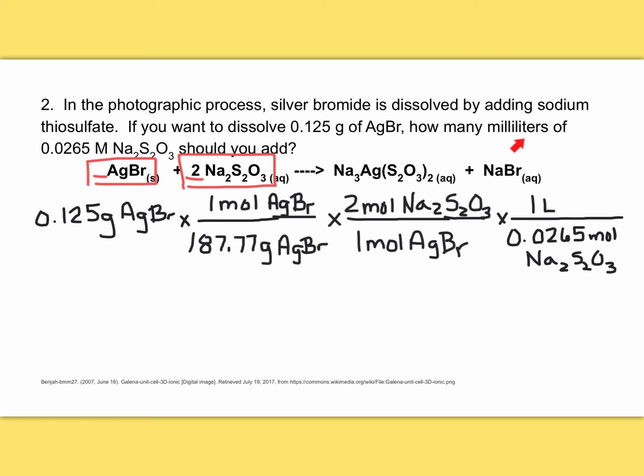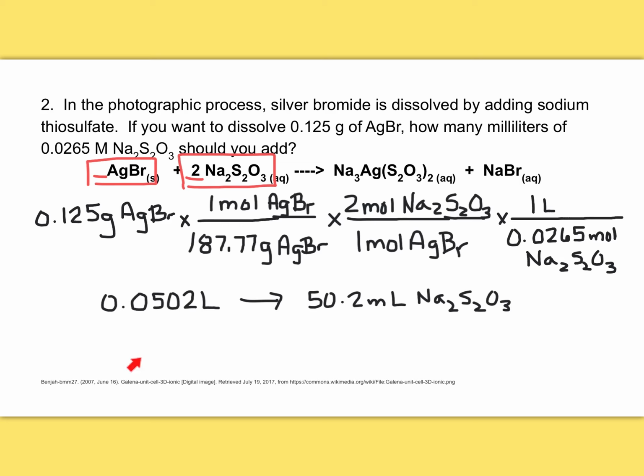Now the question is asking me to find milliliters. So I have a couple of options here. One thing I can do is just change this 1 liter to 1,000 milliliters, and then I'll have my answer in milliliters. Another thing I can do is just write my answer in liters and then quickly convert it to milliliters, like this. Here's the result of my calculation in liters, and then I simply took this decimal point and moved it over 3 times to convert my answer to milliliters. So either way works just fine.